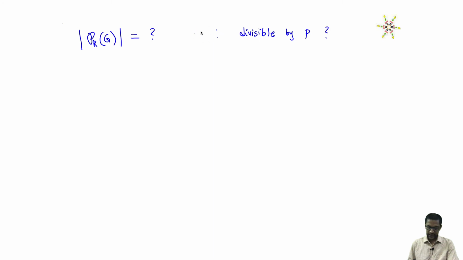Let's just say, for what value of k is it not divisible by p? Is there a value of k? So is there a value of k for which the cardinality of P_k(G), let's make ourselves more space, is there a value of k for which the cardinality of P_k(G) is not divisible by p?